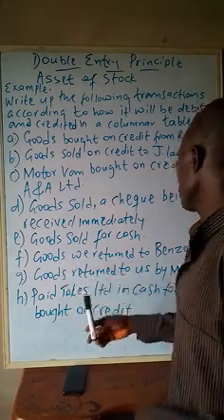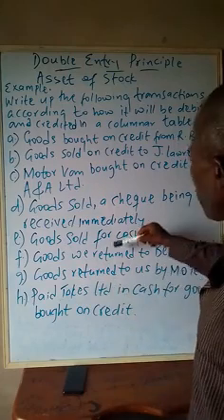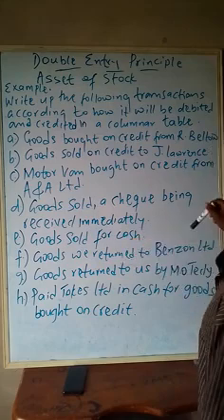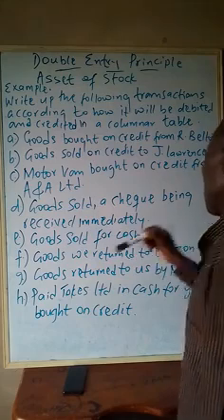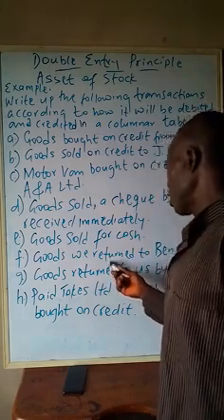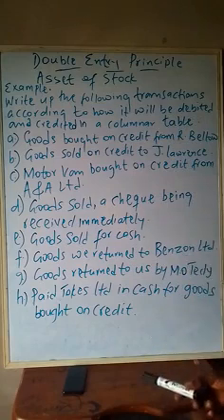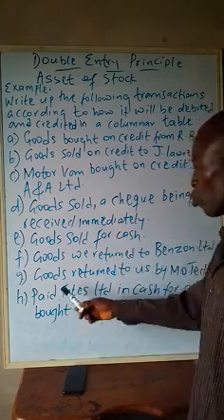As you can see, goods will return to Benson Limited. This involves return outward account and Benson Limited account. We credit return outward account and we debit Benson Limited account. It is under asset of stock. You'll be seeing return outward, return inward.